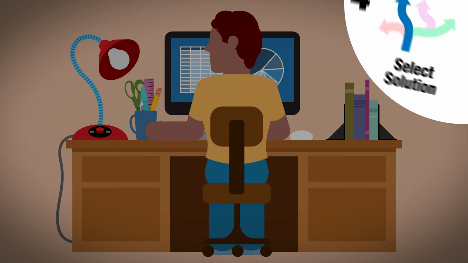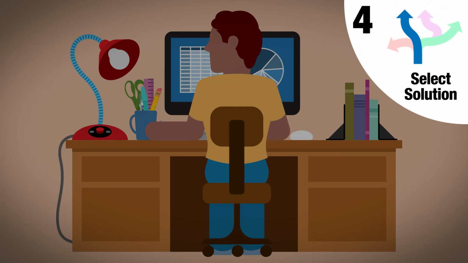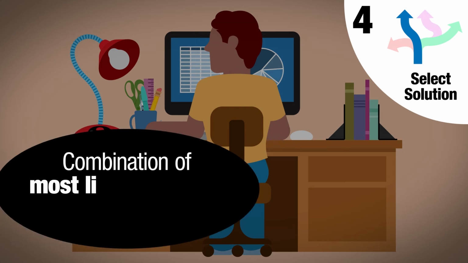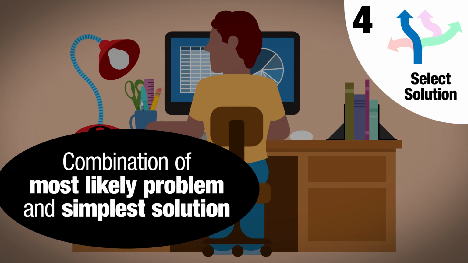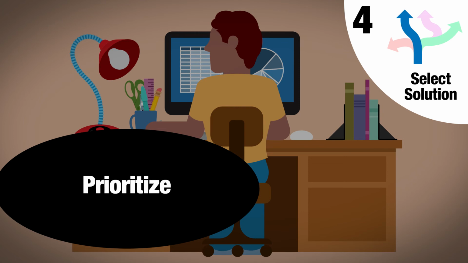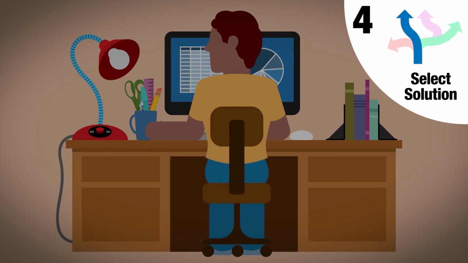Step 4, selecting a solution. This step involves your own best judgment, and it is typically a combination of the most likely problem and the simplest solution that would fix that problem. This is an opportunity for you to begin to prioritize your response. The most difficult solution likely involves the switch. Disassembling the lamp, testing the switch, possibly replacing the switch, and reassembling the lamp is a great deal of work. So let's consider that the most difficult solution.